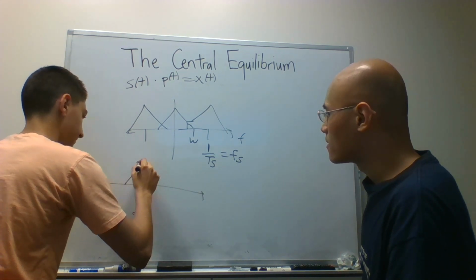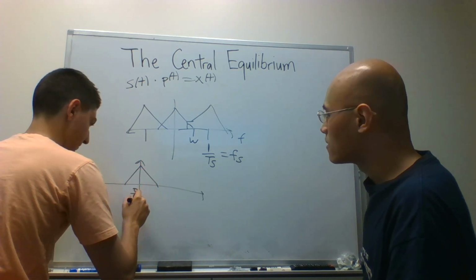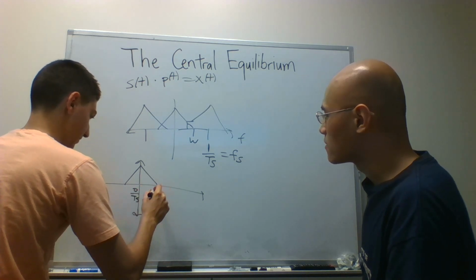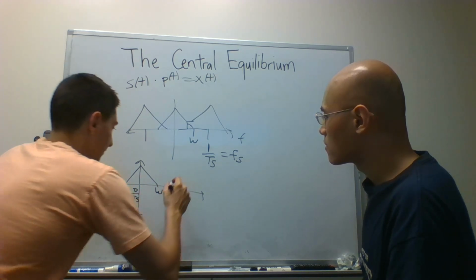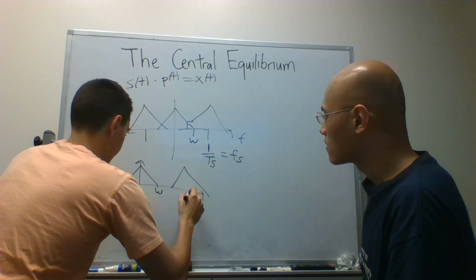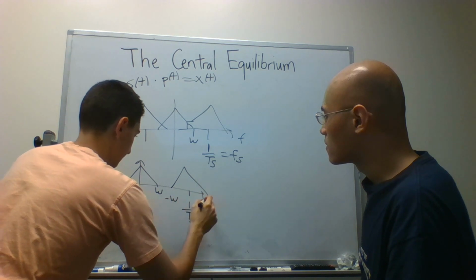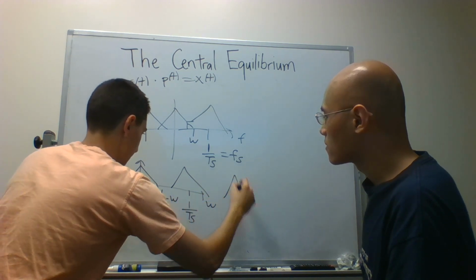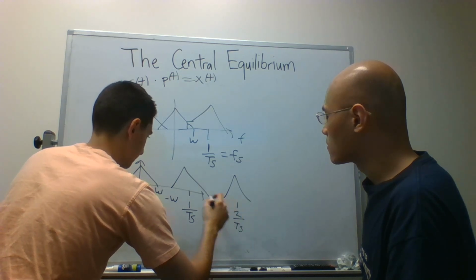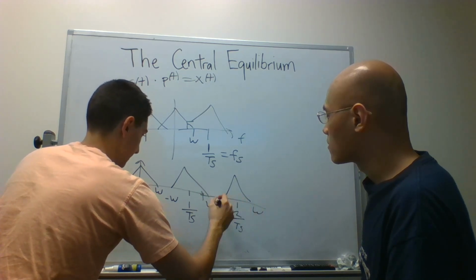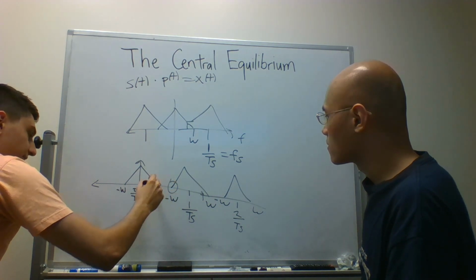Okay, so we have some signal. It's centered at 0 over t sub s, and it goes to w and minus w. Then we have another one that's at 1 over t sub s, and it's from minus w to w. And we'll have another one that's at 2 over t sub s. Same thing, w to minus w. So we need this not to touch this.